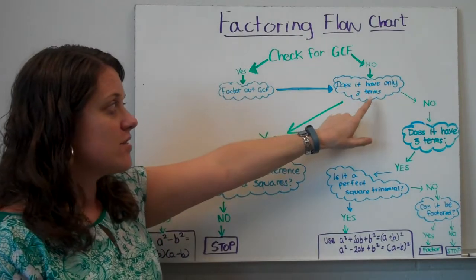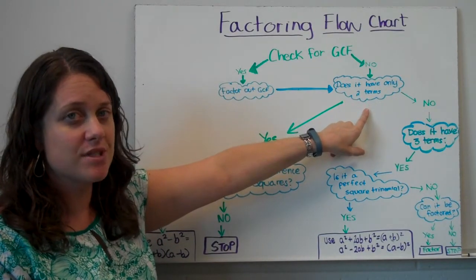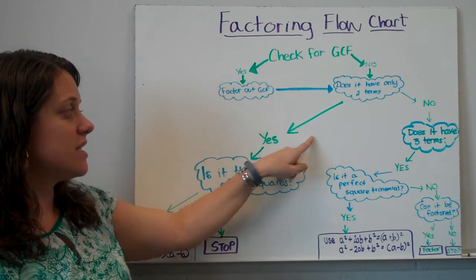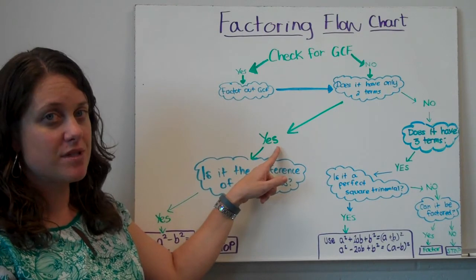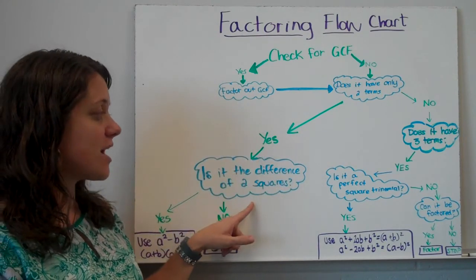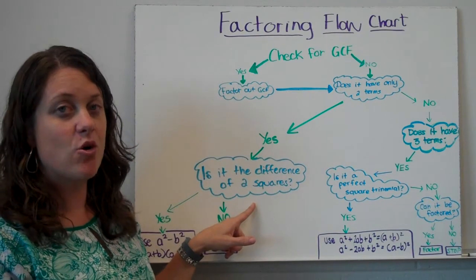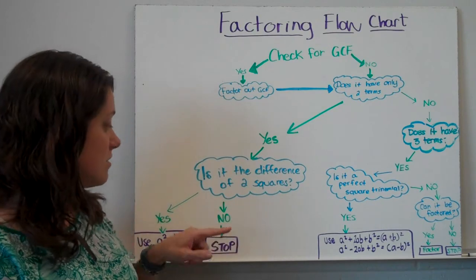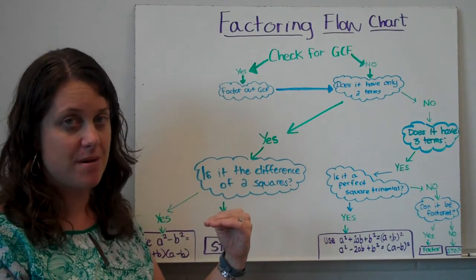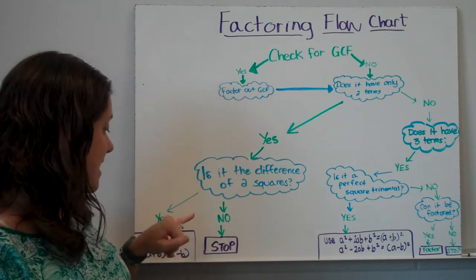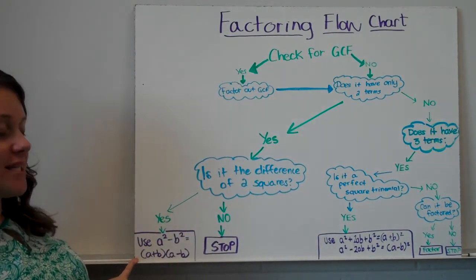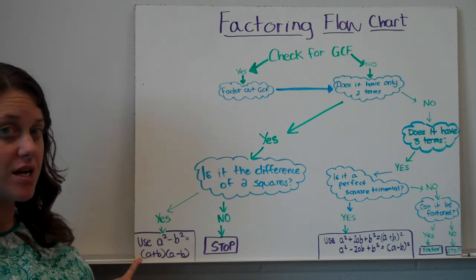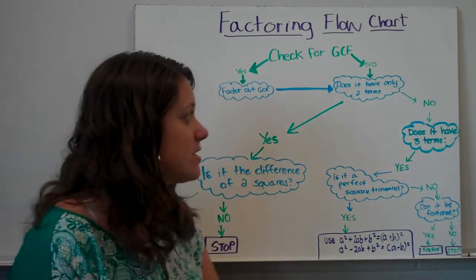If there's not, the next question you should ask yourself is how many terms does it have? Does it have 2 terms? If it has 2 terms, I follow over to this path. After I've taken out the GCF, I'm going to check, is it the difference of 2 squares? Because the only thing you've learned to do with 2 terms is check, is it the difference of 2 squares? No, stop. That's the end of the story. Yes, use a squared minus b squared equals a plus b, a minus b, and factor the difference of 2 squares. Bam.